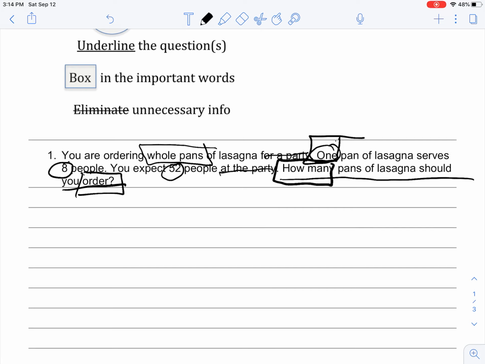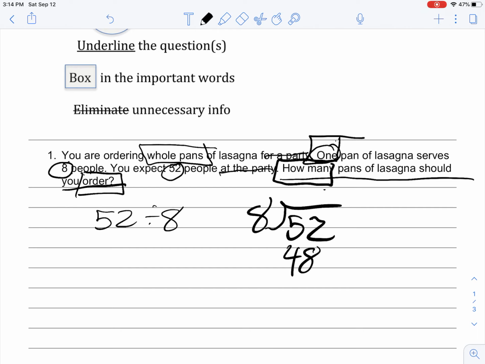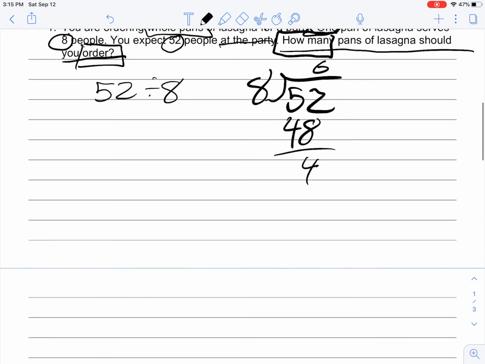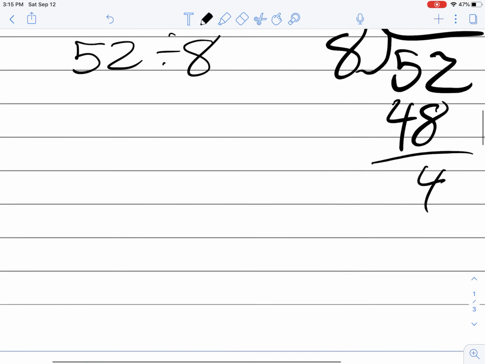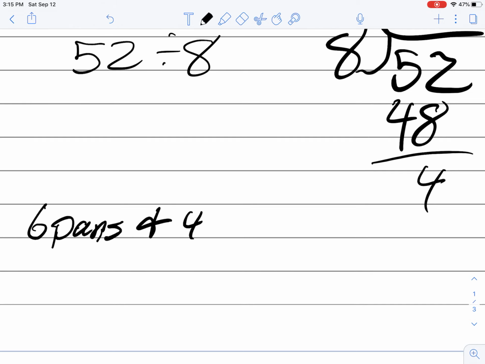If I expect 52 people and 1 pan serves 8 people, I know that I want to do 52 divided by 8. Okay? So if I solve that like this, I know that 8 does not go into 52 perfectly, but I know that 8 goes into 48 6 times. That leaves me with a remainder of 4. What that means is that I'm going to need 6 pans plus 4 more pieces.